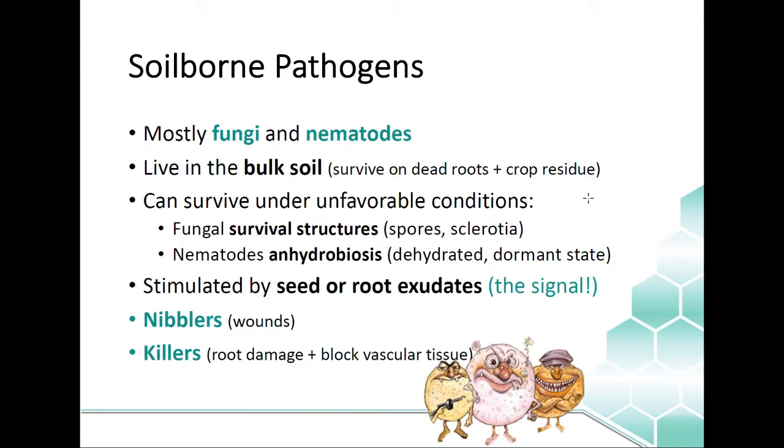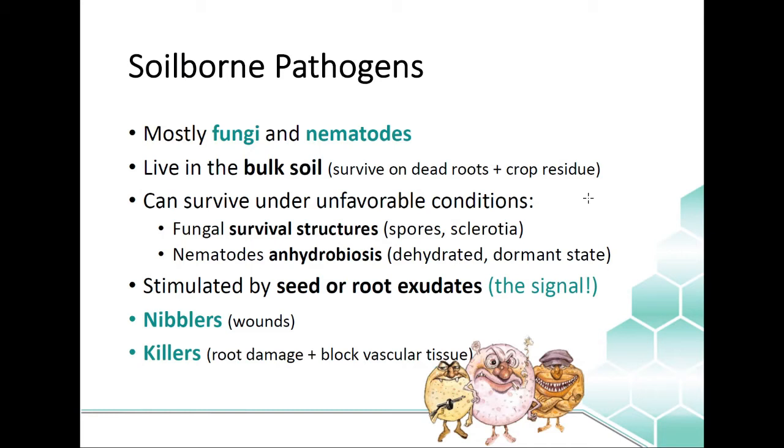So if we look at soil-borne pathogens, they are mostly fungi and nematodes. They live in the bulk soil, in dead roots and crop residue. They can survive unfavorable conditions because they produce survival structures like spores or sclerotia in the case of fungi, and nematodes use a process called anhydrobiosis. So they literally dehydrate themselves and become dormant.